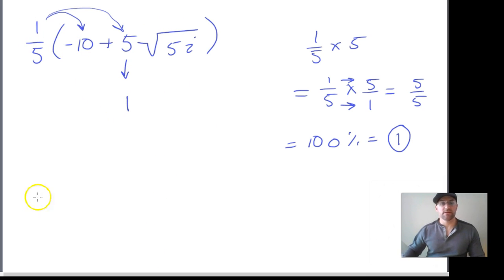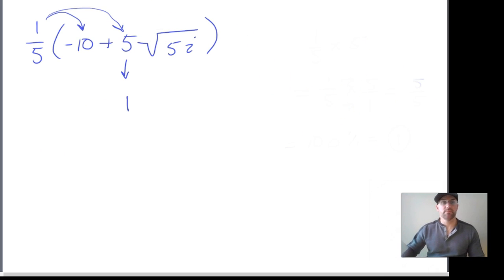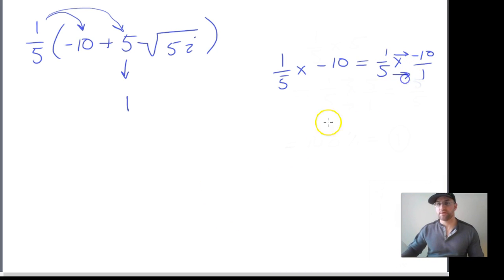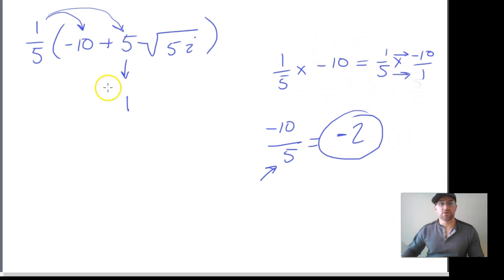Now 1/5 times negative 10. Let's erase this over here and work that out the same. So we see 1/5 times negative 10, which is equal to 1/5 times negative 10 over 1. Again, multiplying straight across, numerator against numerator, denominator against denominator, we end up with negative 10 over 5. We have negative 2. So negative 2, bring down that plus, square root of 5i.